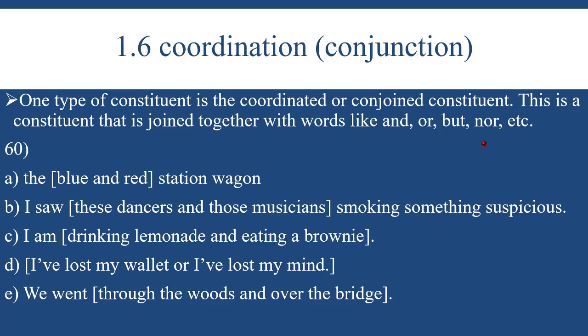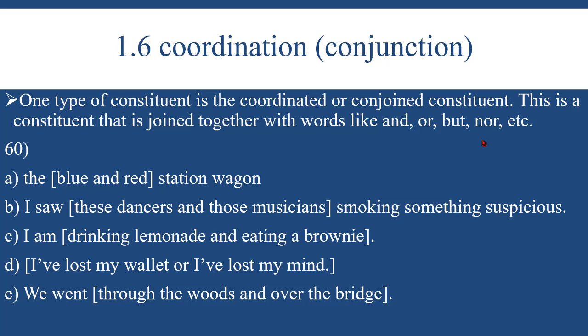Great, let's move on. Now let's move on to coordination, that is conjunctions. What type of constituent is the coordinated or conjoined constituents? This is a constituent that is joined together with words like and, or, but, nor, etc. You know the coordinating conjunctions. So the blue and the red station wagon. I saw these dancers and those musicians smoking something suspicious. I am drinking lemonade and eating a brownie. I have lost my wallet or I have lost my mind. We went through the woods and over the bridge. So you see these coordinations.